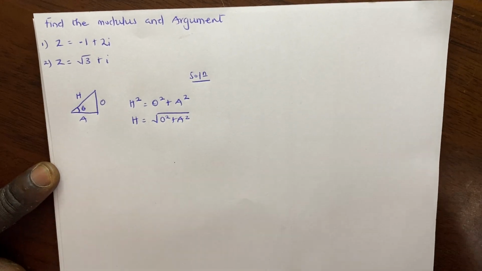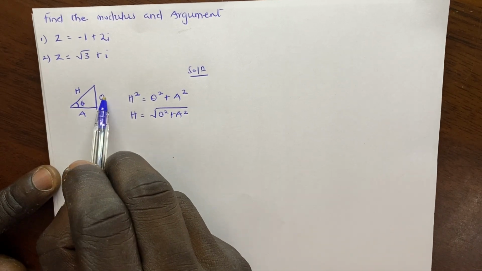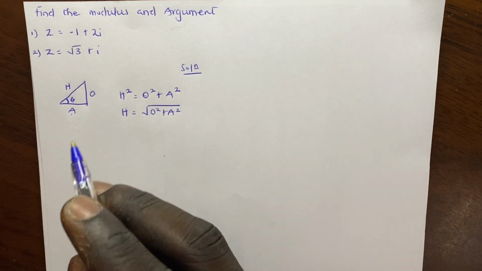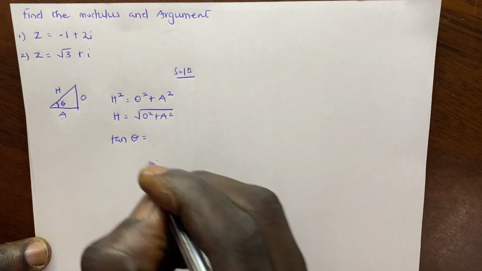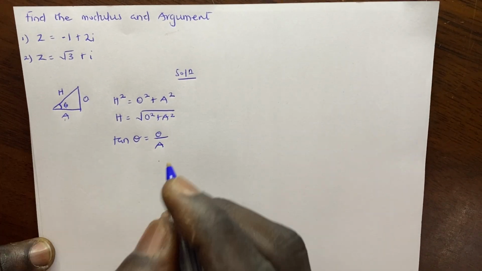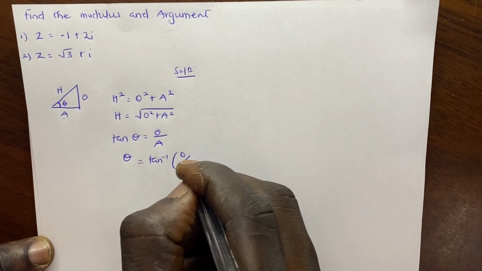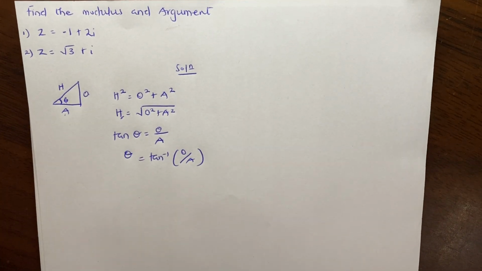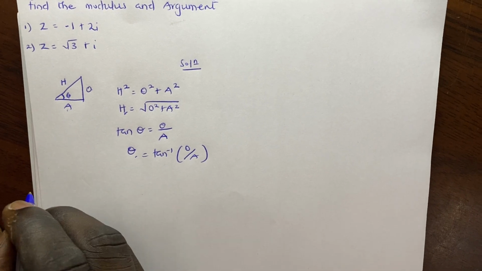And in the same way, if you want to find this theta, now we are going to use the opposite and then the adjacent. And in order to use this opposite and the adjacent, we have to introduce the trig function tan theta. So here we can say tan theta is equal to the opposite over the adjacent. And to find theta, our theta now becomes tan inverse of our opposite over adjacent. So in short, this hypotenuse here becomes our modulus and this theta becomes our argument. So let's look at some of the examples that we have here.